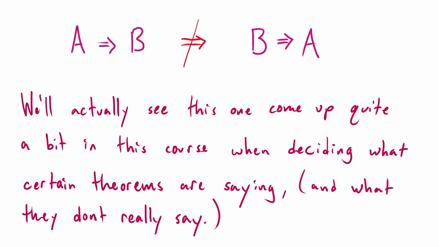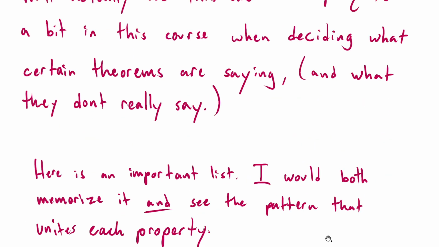What we can get from the theorem versus its limitations. Okay, that's the introduction. Now let's talk about the properties of limits. The following is an important list. I would memorize it, yes, but also try to see the pattern that ties all the properties together.